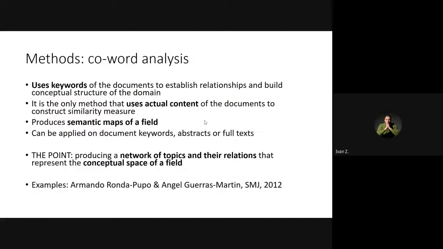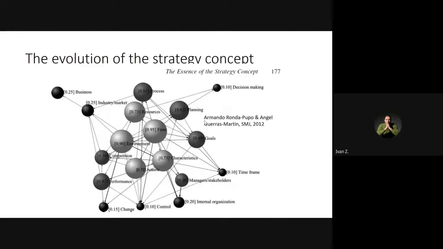Here you want to produce some kind of network of topics and how they're related, and you actually want to produce some kind of conceptual map of a field. And here we have also some examples of co-word analysis studies that were published in a good journal. So here's one example of a strategy concept. So how is a strategy concept? These are the keywords that are in this map, right? And these are connected with the strategic or strategy or strategic management concept.